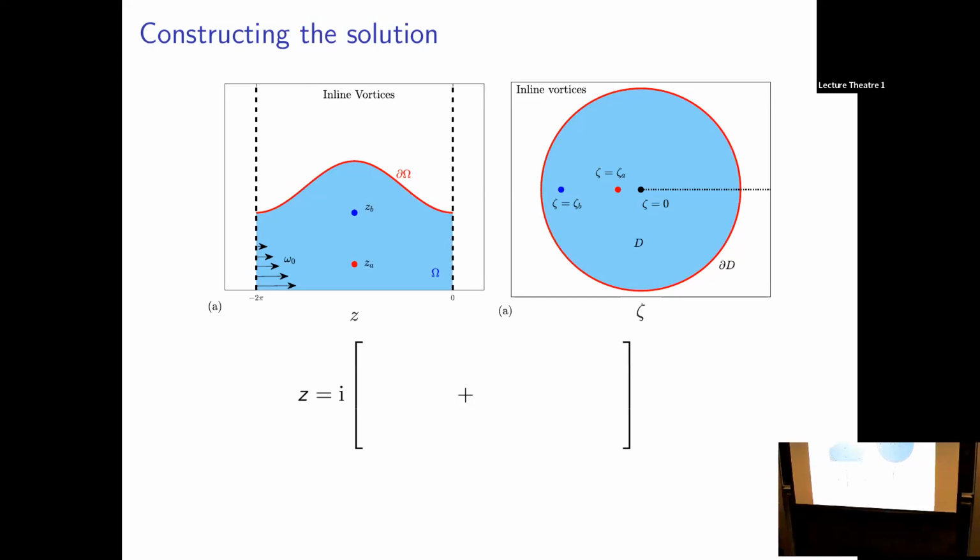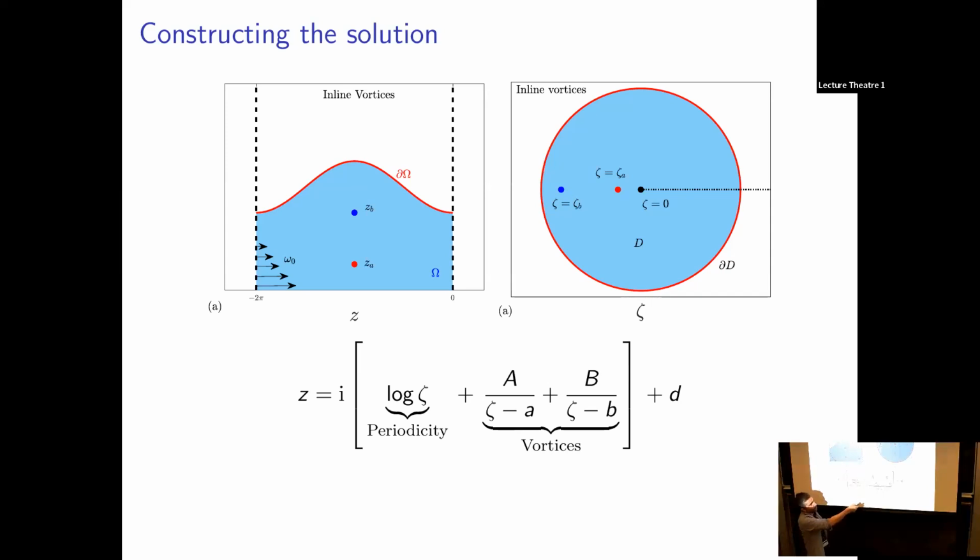So how does our map go? Well, we want periodicity. So we're going to have this i log zeta term. So that ticks off periodicity. That's straightforward, I guess. And then for these two vortices, we're going to add these two terms here. We have this uppercase A and B.